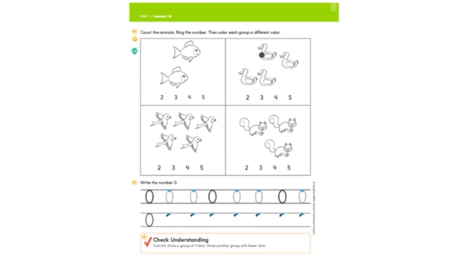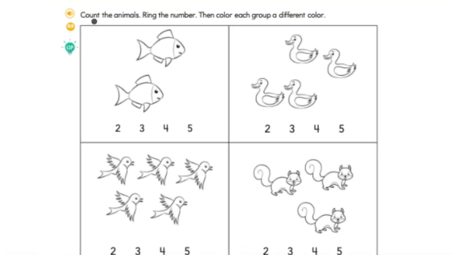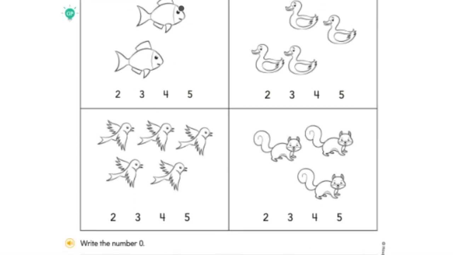On the back, we see some really cool animals. First, it says count the animals. Ring, which means circle, the number. Then color each group a different color. Ooh, look at all of these groups of animals. They are all so cute. Let's do this first group right here. These are the little duckies.